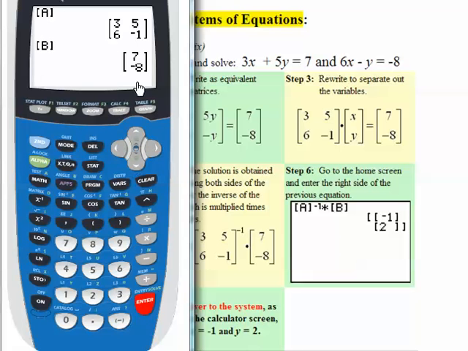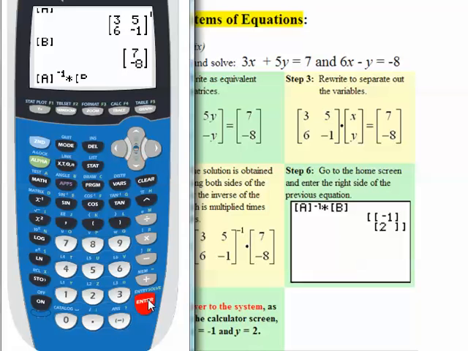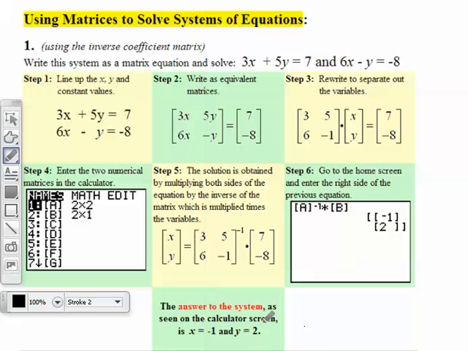Yep, 7, -8. Now when I push second matrix A inverse times second matrix, and I'm going to go down and put B, it shouldn't give me an error this time, and it should give me that answer, -1, 2. Okay? So the whole process of working with matrices is explained in these 6 steps that are here on the screen. And the answer to this particular question is -1 and 2. It is an easy way of using your calculator to solve a system of equations.